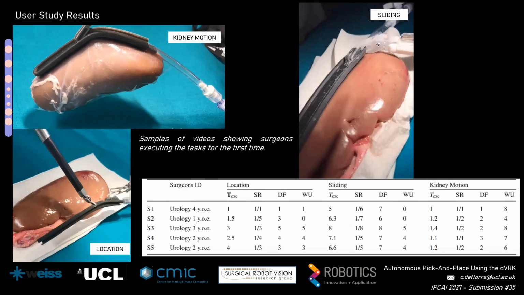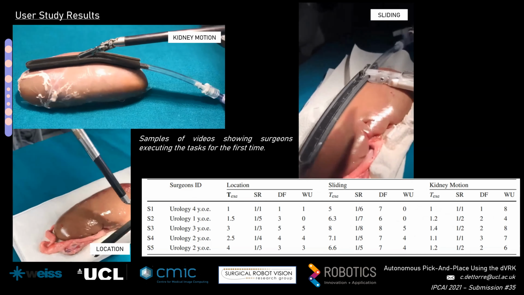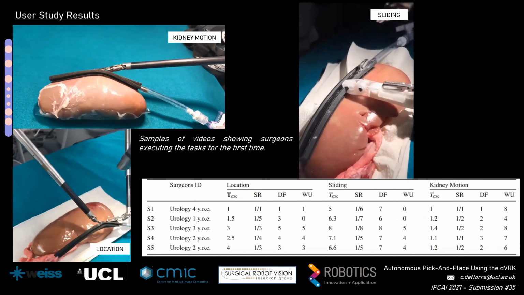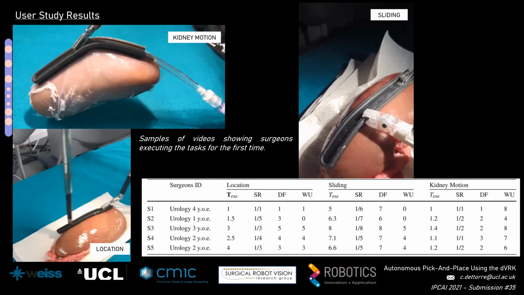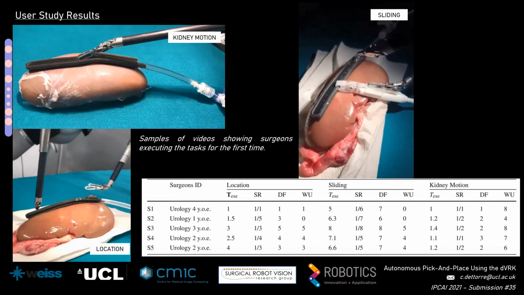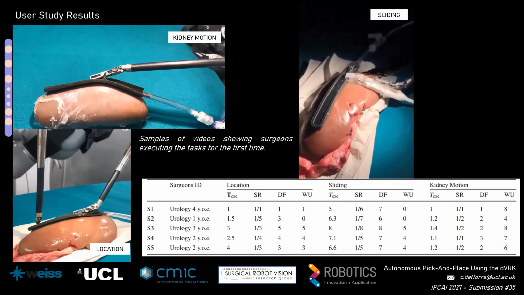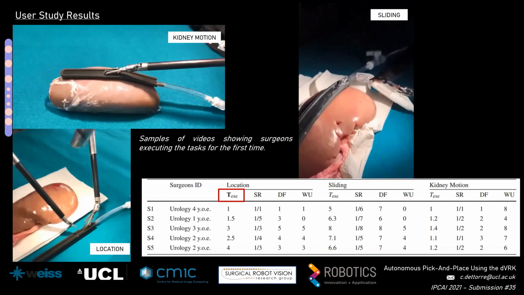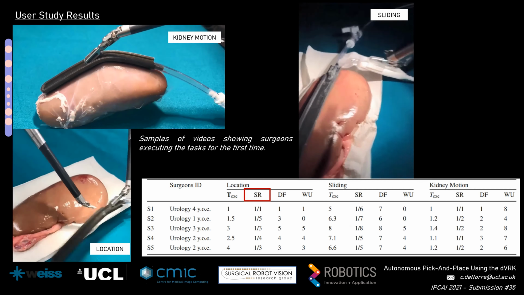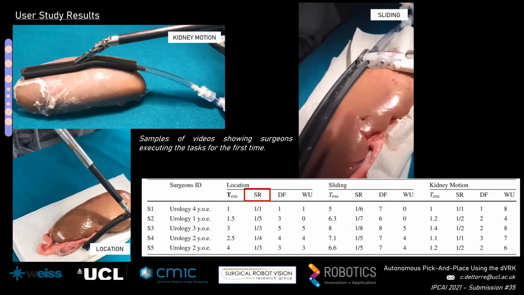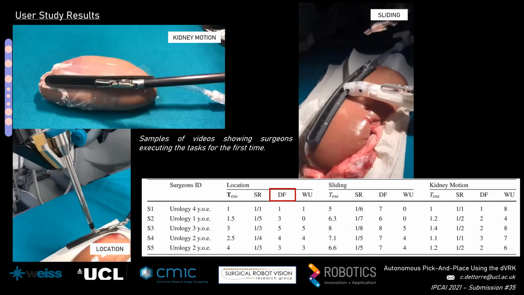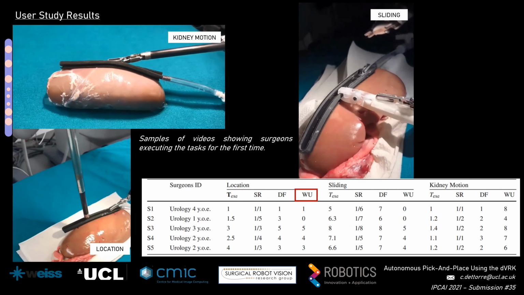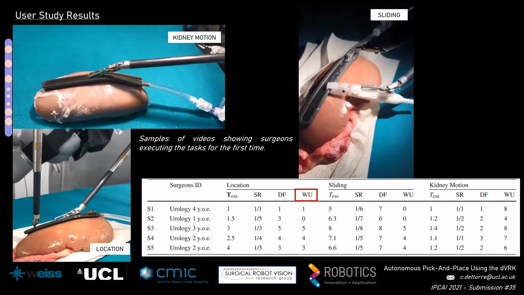Moving forward to the user study results, here we can now see some samples of the video showing the first time the surgeons executed the tasks. Each of the surgeons had to repeat each task 3 times. For each execution, we measured the following values and averaged them. To start with, the execution time, measured in minutes. The success rate, represented by the ratio between successful executions over the total number of attempts needed. The difficulty, scoring between 1 and 10, and the willingness of use, always between 1 and 10, describing how much they would be willing to use the device in real clinical practice.